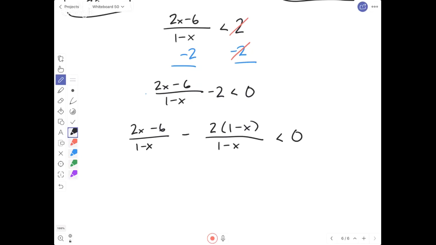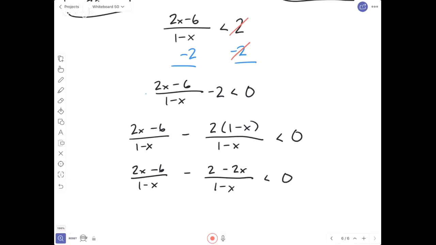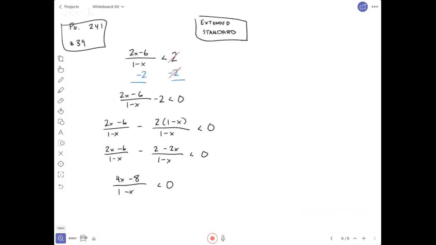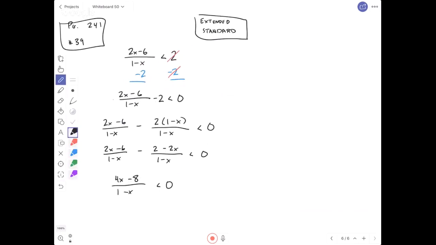So let's see. I now have my common denominator. Let's adjust a little bit: 2x minus 6 minus, let's see, 2 minus 2x. And 2x minus negative 2x is 4x. Minus 6 minus 2 is minus 8. Okay, and now that I've arranged everything nicely, let's factor it: 4 times x minus 2 over 1 minus x less than 0. So it's got a 0 at x equals 2 and an asymptote at x equals 1.